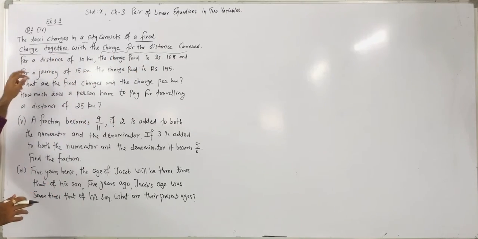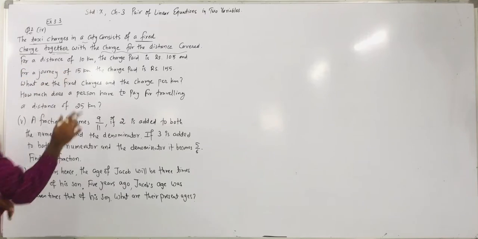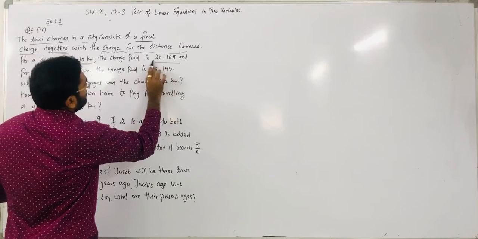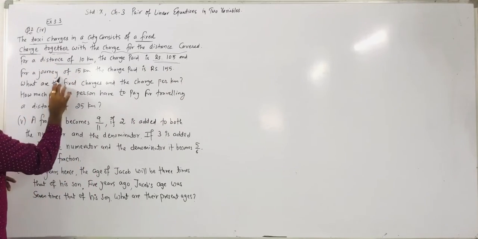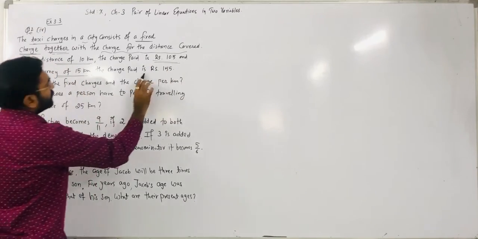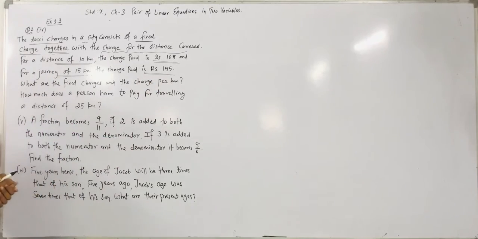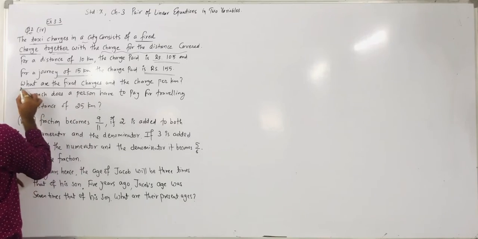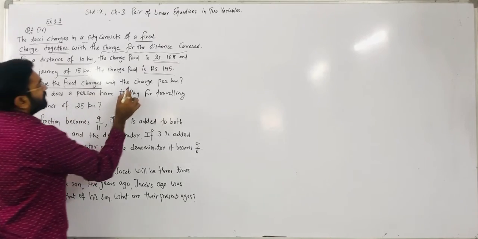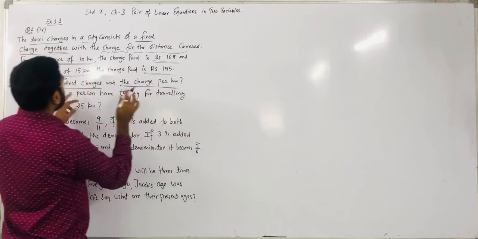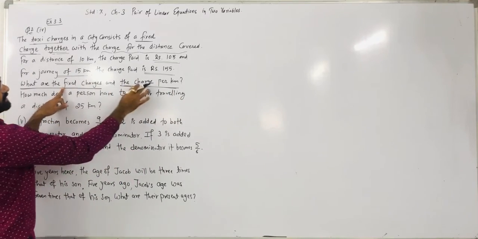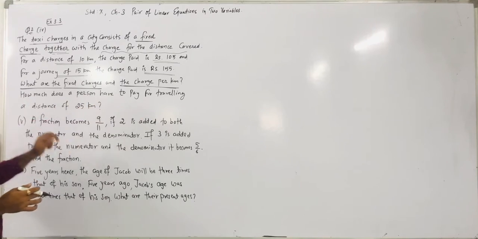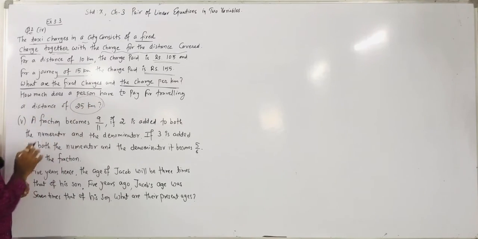Now the question also mentions that for a distance of 10 km, you have to pay 105 rupees, and for a journey of 15 km, you have to pay 155 rupees. So what are the fixed charge and the charge per kilometer? Those two things we have to find out. And how much does a person have to pay for traveling a distance of 25 km?